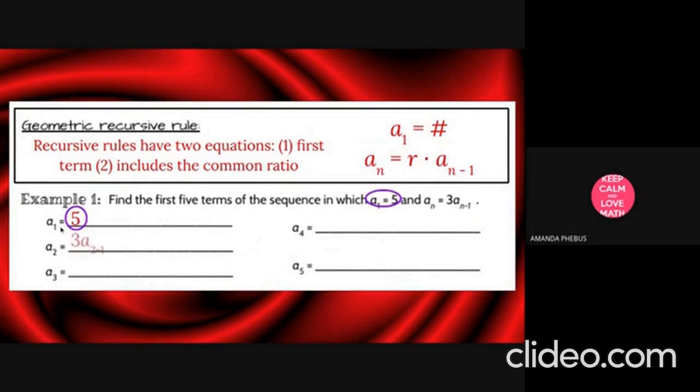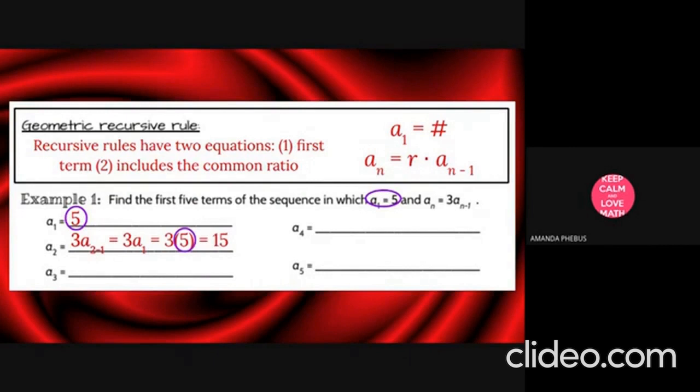A sub 2, we're going to plug a 2 in for n here and n for this n over here. So we're going to end up with 3 times a sub 2 minus 1. And then we're going to simplify that 2 minus 1 down. So that's really going to be 3 times a sub 1. And a sub 1 is that 5 that we got in the last answer. So we're going to just pull down that 5, and 3 times 5 is 15. So the second term is 15. And yes, that 5 is the same as the very first 5 that we had. So our second term is 15, our first term is 5.